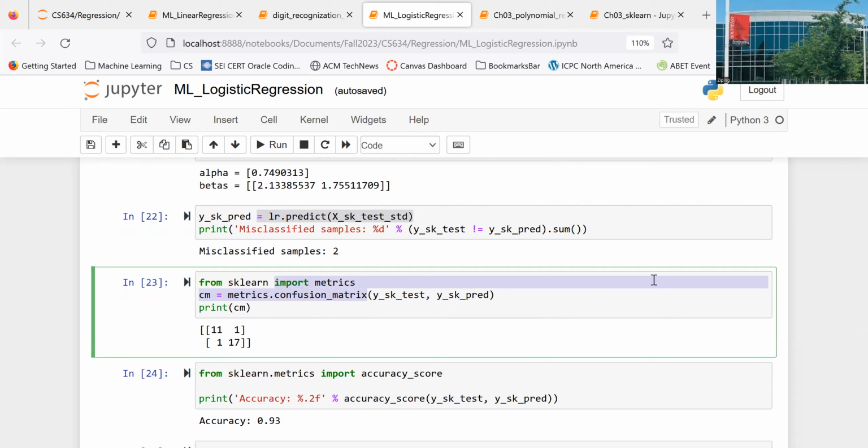We just discussed the confusion matrix. The confusion matrix contributes to performance measures. So we will see how to use it. Here you can call the confusion matrix.